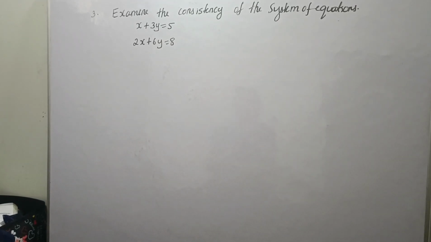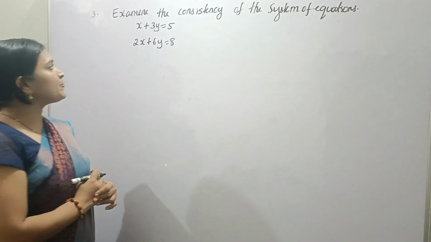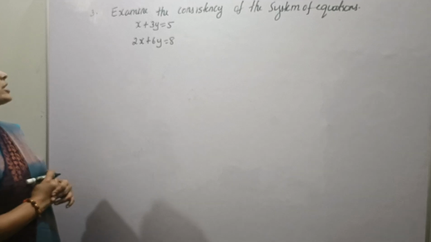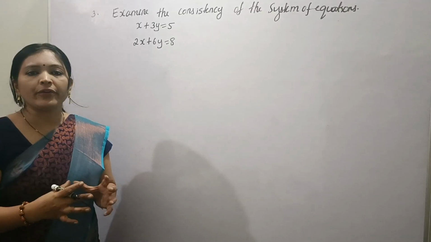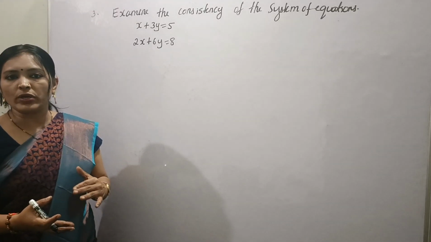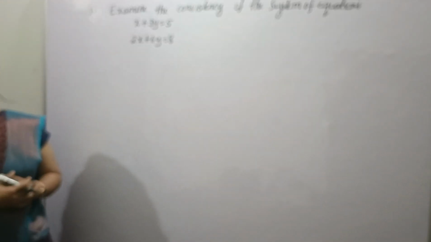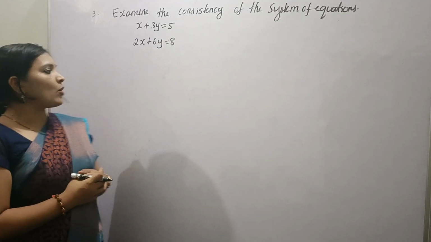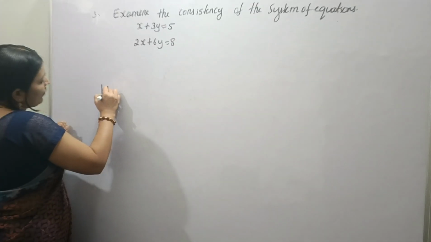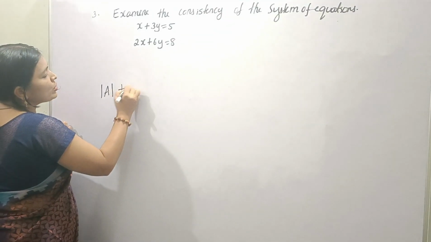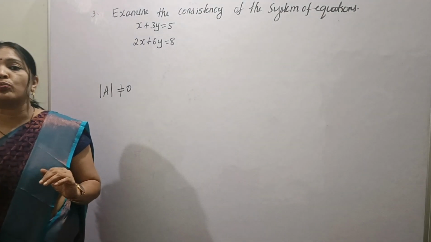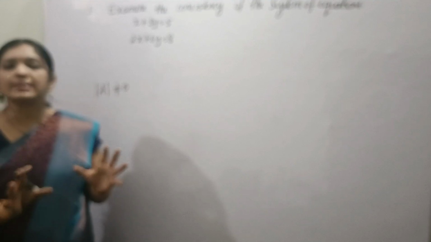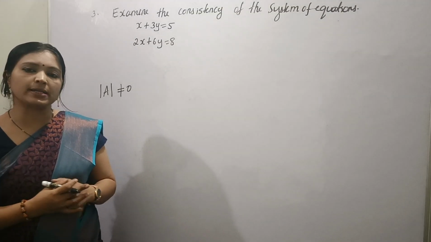Examine the consistency of the system of equations x plus 3y is equal to 5, 2x plus 6y is equal to 8. So here we have to check whether the system of linear equations is consistent or inconsistent. To check the consistency of the system of equations, see, first one, if determinant A not equal to 0, then the system of linear equations has one or more solutions. That is consistent. System of equations is consistent.